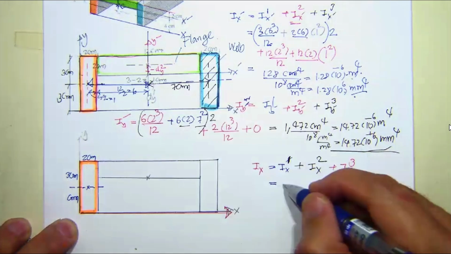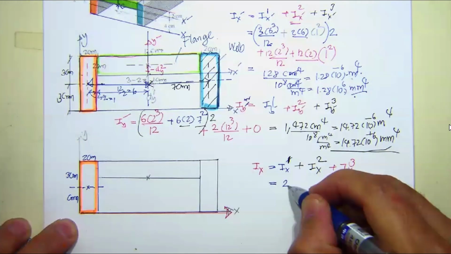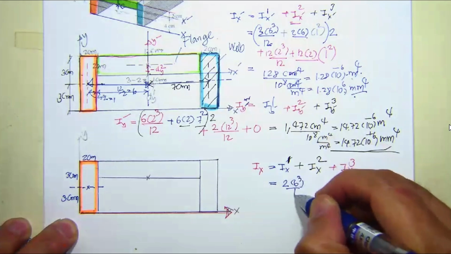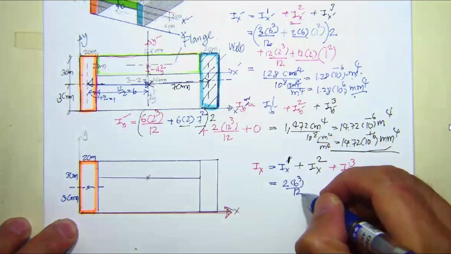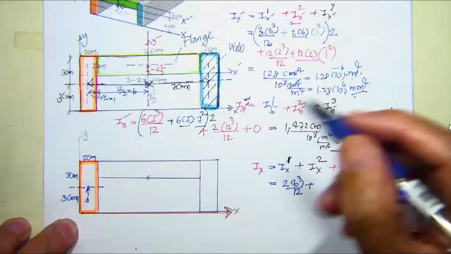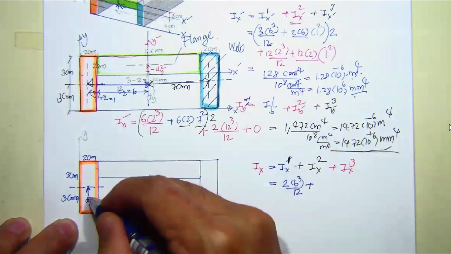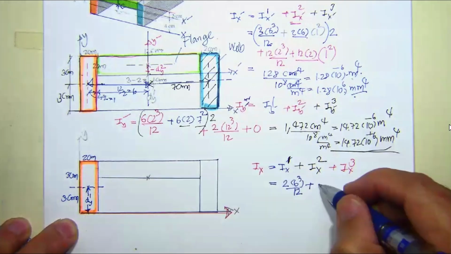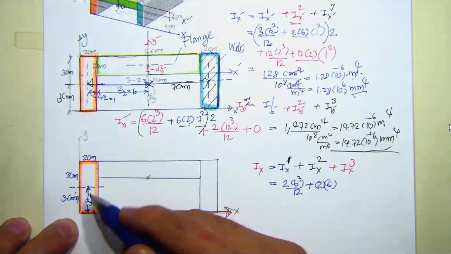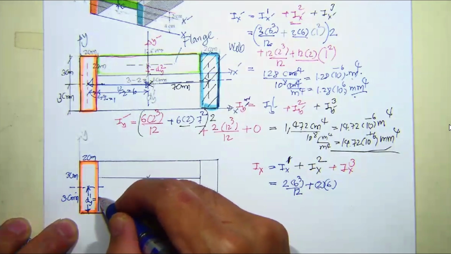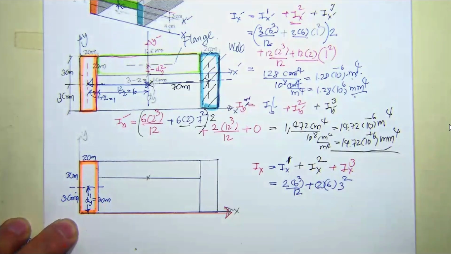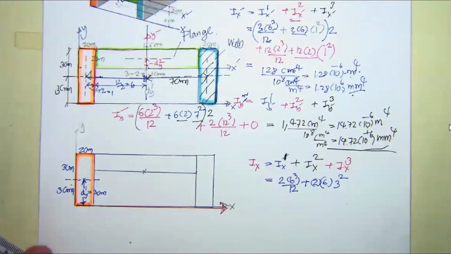By its own axis, it's going to be 2 times 6 cubed over 12, plus, due to this d sub y1, the eccentricity, times the area 2 times 6. What is this? This is simple. This is 3 centimeter, times 3 squared. Wow, that is simple. Yes, okay.